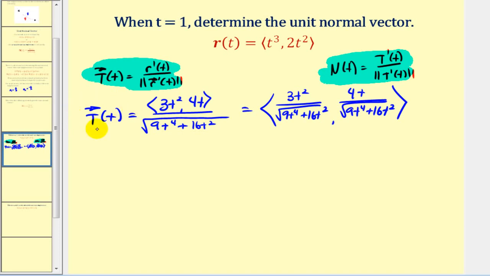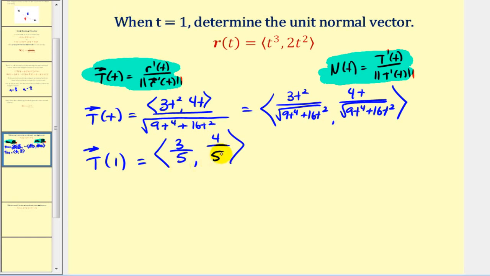Now notice that the unit tangent vector is only going to have two components. So in this case, we're going to take that shortcut that we mentioned just a minute ago. So let's go ahead and evaluate this at t equals 1. So we'd have 3 times 1 squared, that would be 3. And when t is equal to 1, we're going to have the square root of 9 plus 16. That's going to be the square root of 25. So this will be 5. And over here, we're going to have 4 over 5.